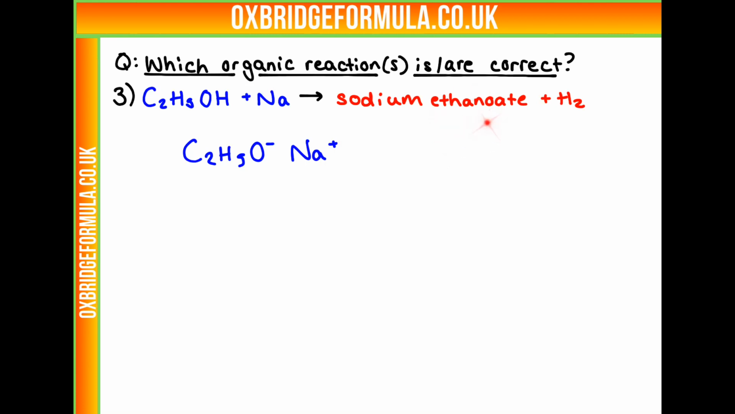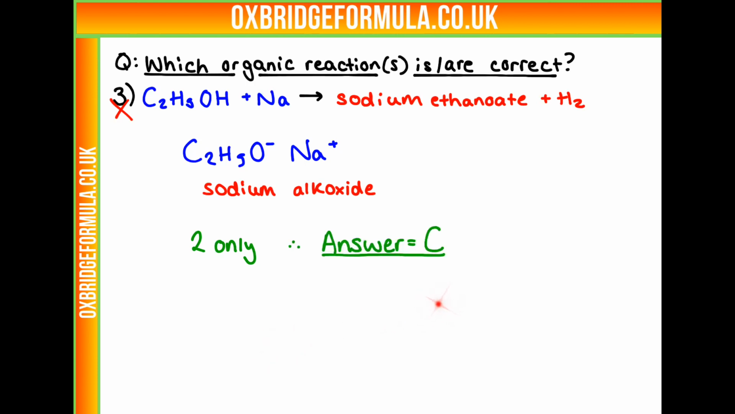Well, no, we don't have a sort of ester group. This is just going to be a sodium alkoxide. We have our sodium as our alkane group, and we've got an oxygen there as well. So this is not correct. There's a discrepancy, so this is not a correct organic reaction. Therefore, as only our second reaction was right, our answer must be C.